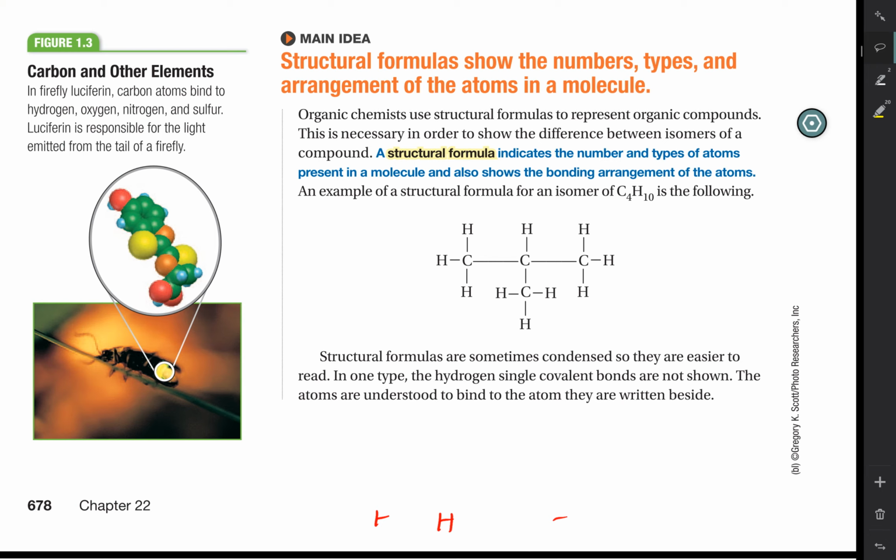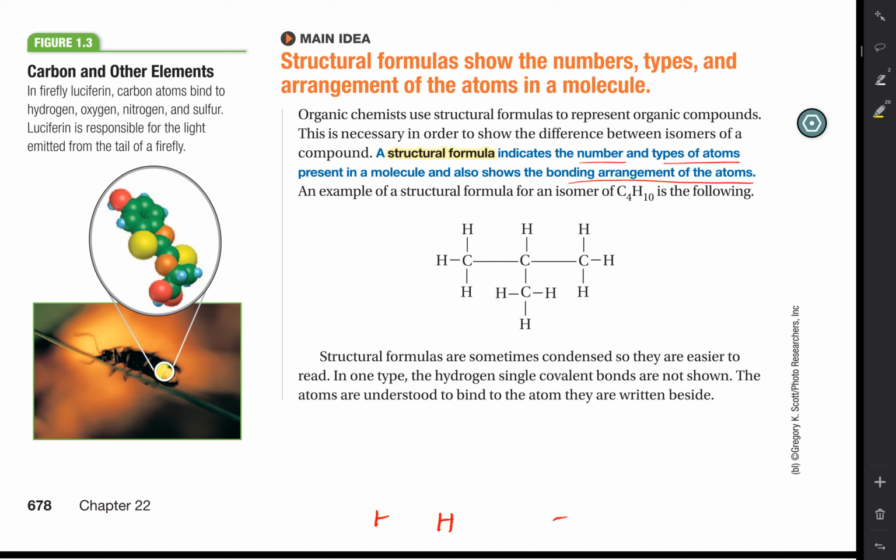The structural formula indicates the number and the type of atoms present in a molecule and also shows the bonding arrangement of the atoms. So it not only shows what type of atom and the number of each type in the molecule, but it also shows how those atoms are arranged and how they are bonded to each other.